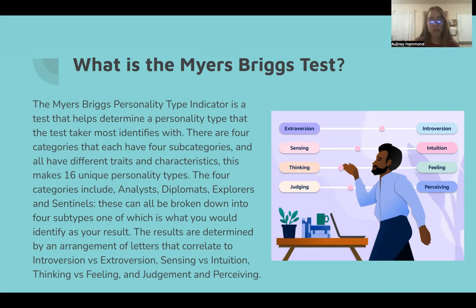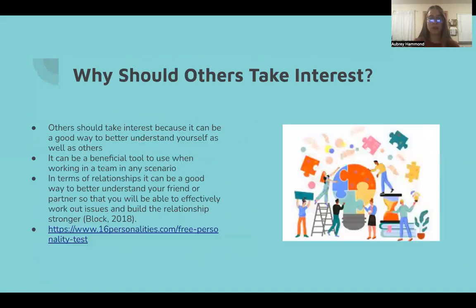The results are determined by an arrangement of letters that correlate to introversion versus extroversion, which is your I and your E, then sensing versus intuition, which is your S and your N, then thinking versus feeling, which is your T and your F, and then judging versus perceiving, which is your J and P. To get your personality type, you get a letter from each of those big categories and put them together. So you get ENFJ, which is what I am.